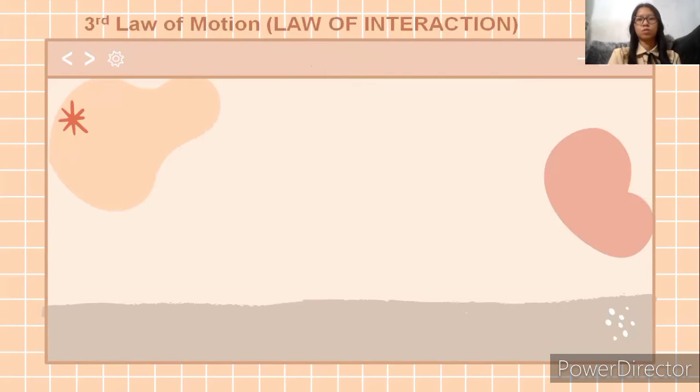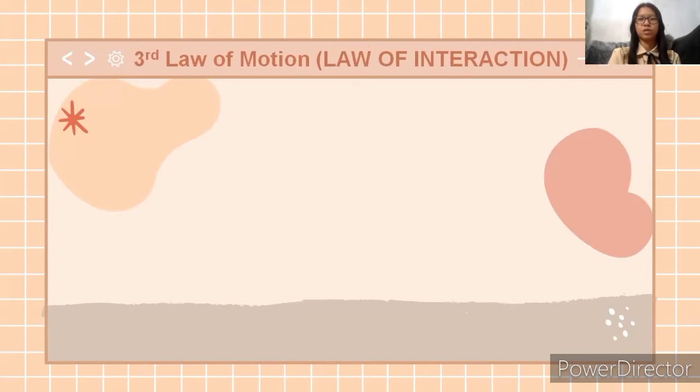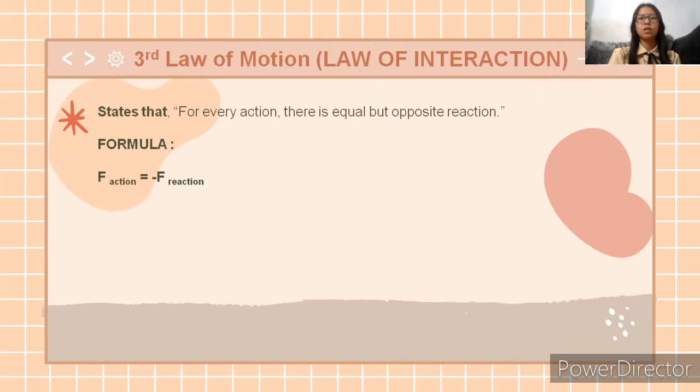The third law of motion, or law of interaction. It states that for every action, there is an equal but opposite reaction. The formula is F action is equal to negative F reaction.